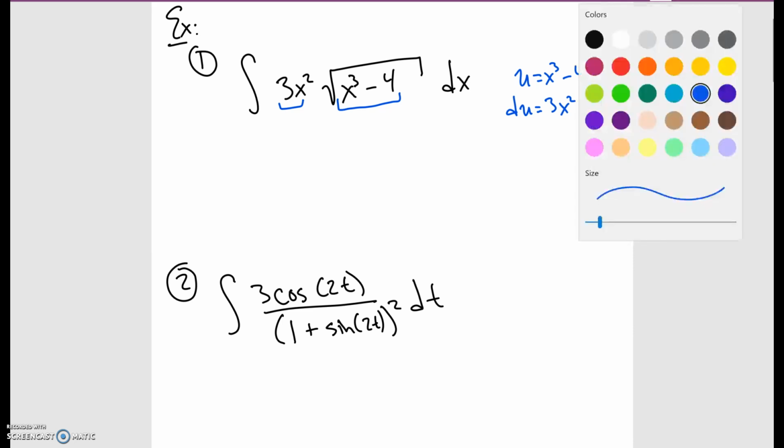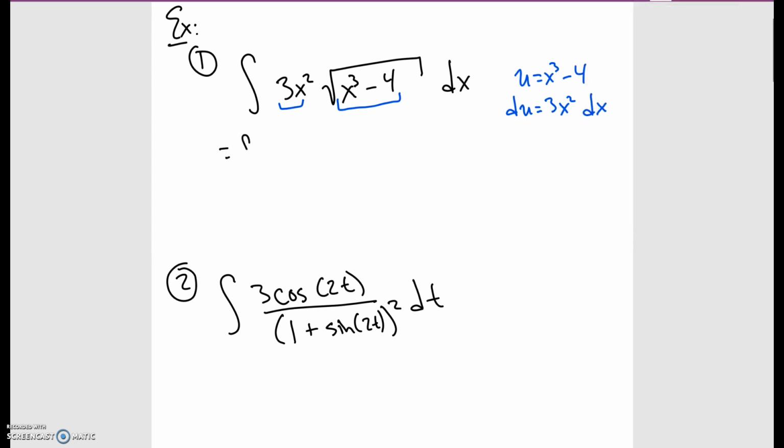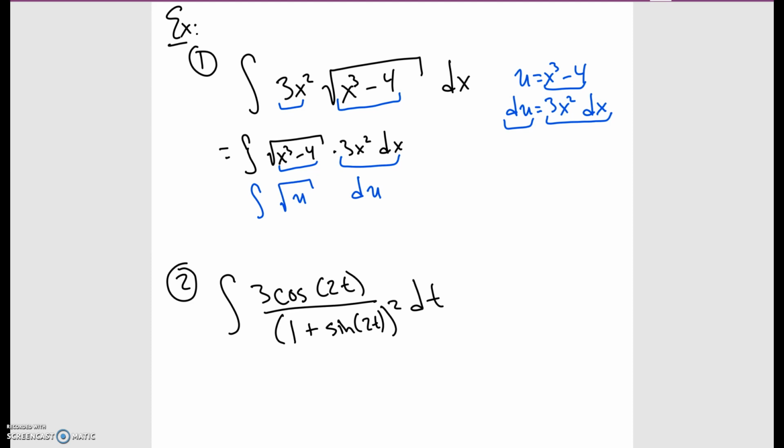Now let me rewrite this a little bit better so that you can see you're going to have the integral of the square root of x cubed minus 4 times 3x squared dx. And you can see that by direct substitution, 3x squared dx just equals du. So this entire thing is going to be substituted with the du. Now everything inside here is just this u. So I'm going to put in this u, and then I have the square root left over. So what I just did was substitute everything with the u and du, and I made the problem much easier.